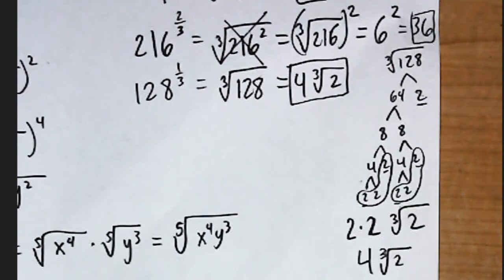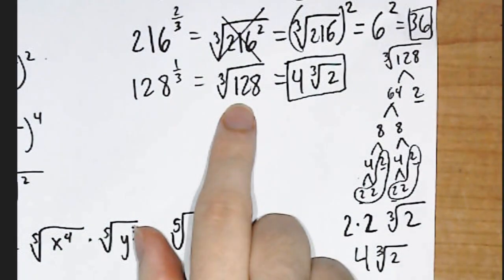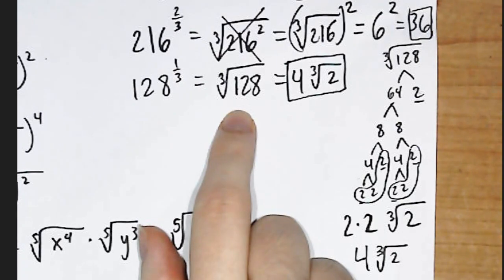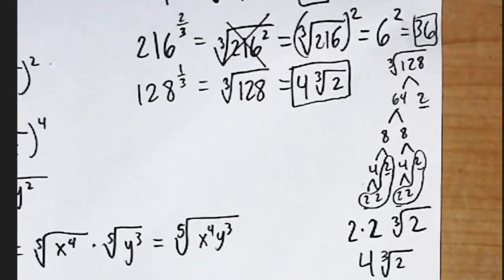I'm going to warn you, you can put this into Desmos, you'll get a decimal. If you put the decimal, you'll get no credit. Please put this in radical form, though you probably already figured that.